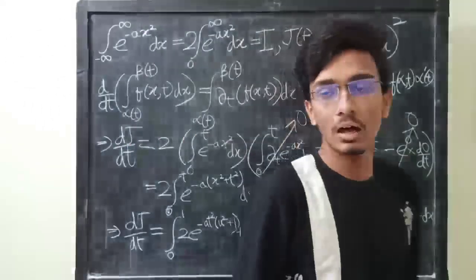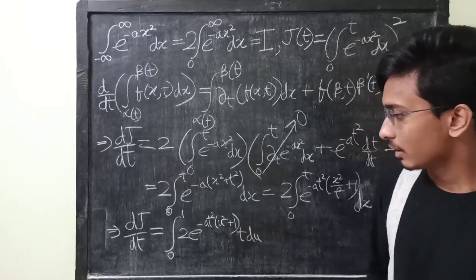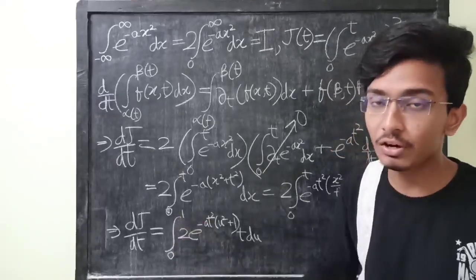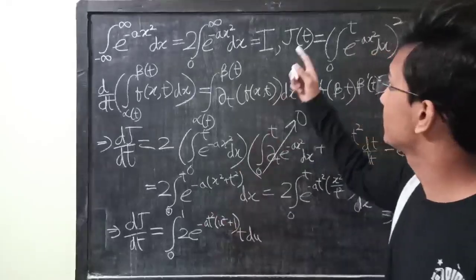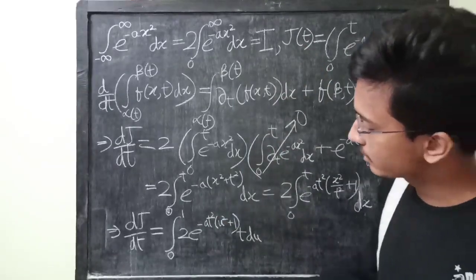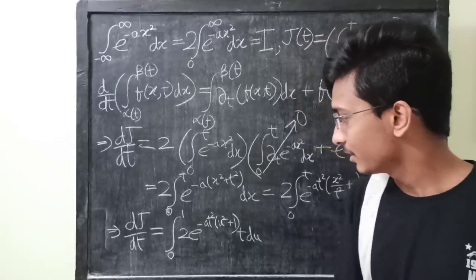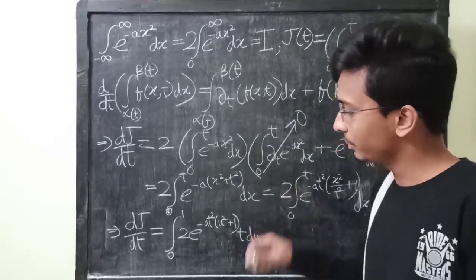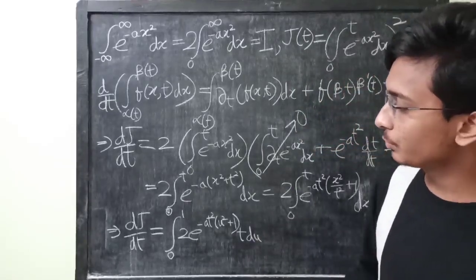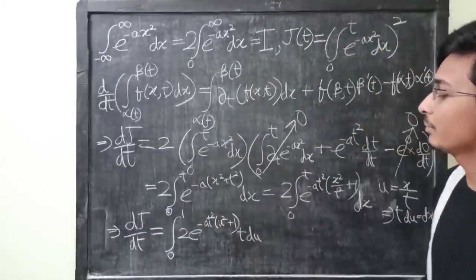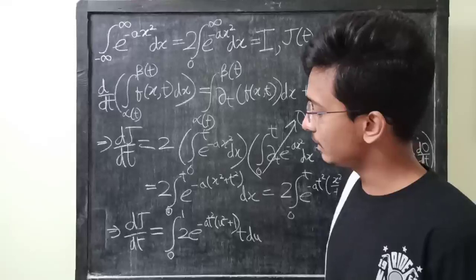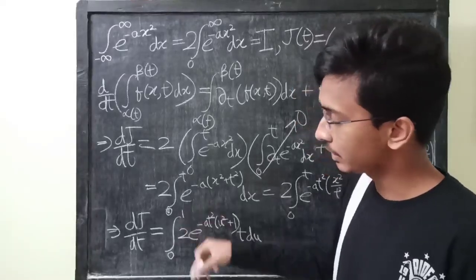Now I want you guys to note something. The limits have become free of t, and what we are trying to reach is this g of t, and we are at the stage of dJ/dt. So summing up all this, what we need to do is integrate this function to return to this J. But before that, what we need to see is that the limits have become independent of t.